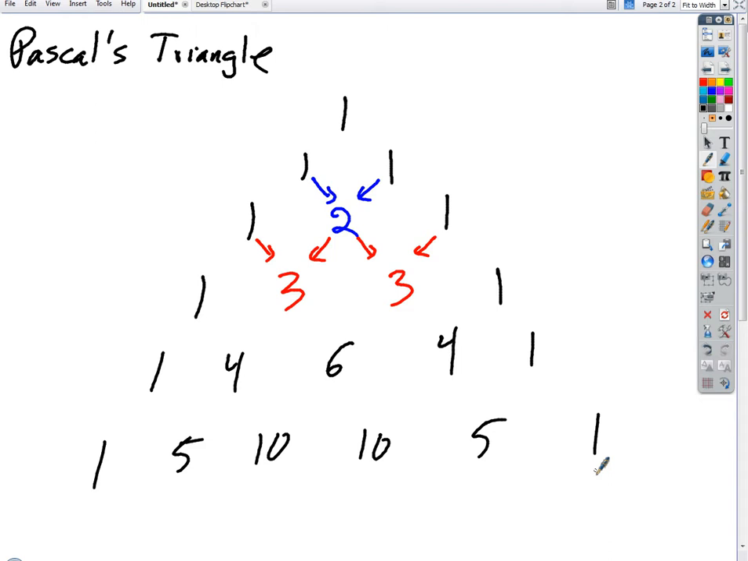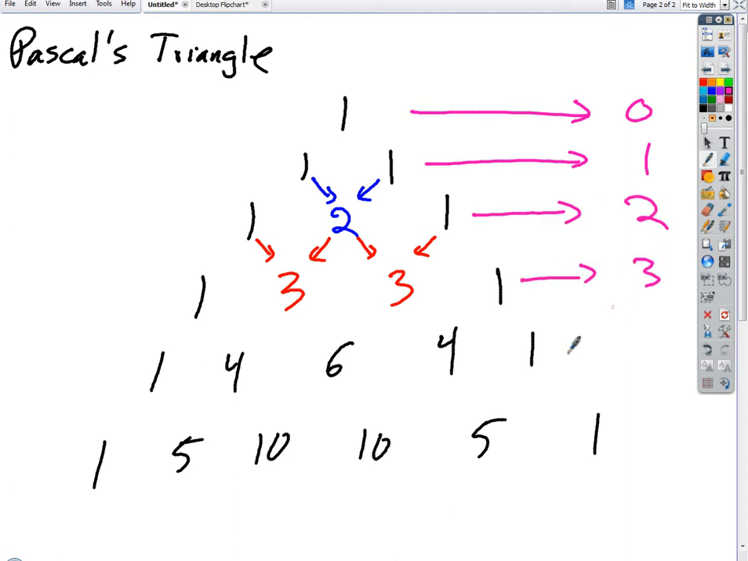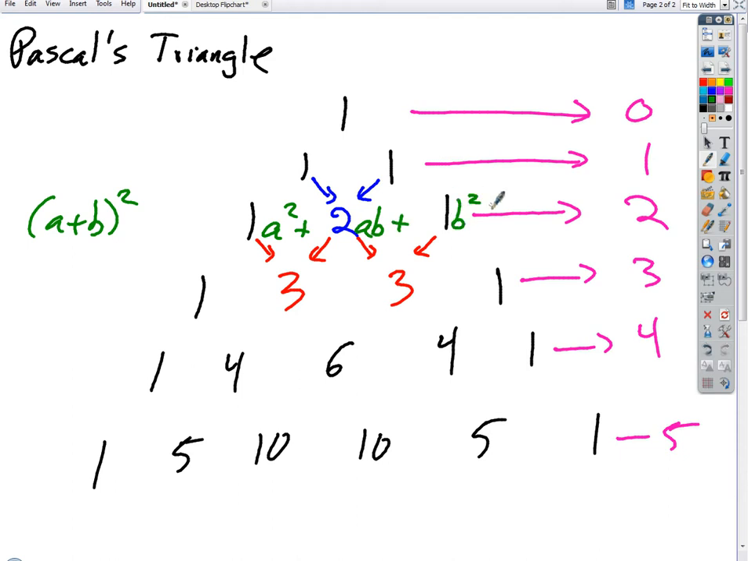Now, what do these rows mean? We're going to associate a number with each row. The first one was row 0, the second was 1, the third was 2, 3, 4, 5. Those are just the powers of the binomial. So this was the expansion for a plus b squared: 1a squared plus 2a to the 1 b to the 1 plus 1b squared. What we've just developed with Pascal's triangle are the coefficients.